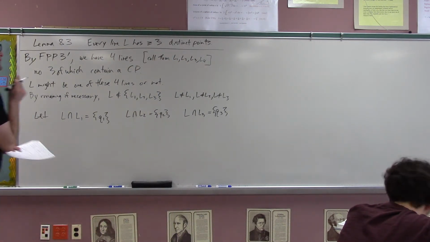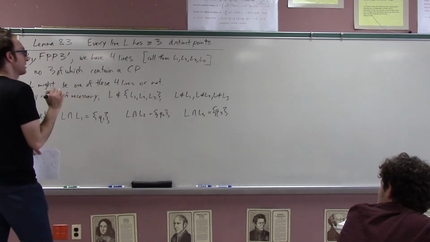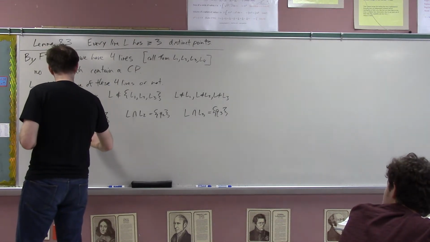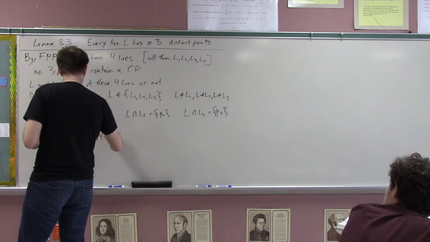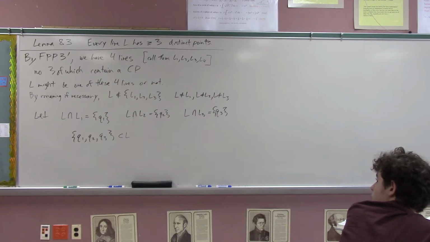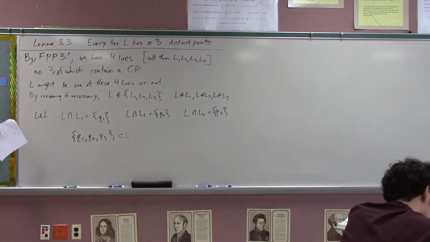And these 3 points, Q1, Q2, and Q3, are all on L, right? So L has points Q1, Q2, and Q3. They're on L. So I'm done. No, that's a joke. Why am I not done? I have to show that they're distinct, then I'm done.